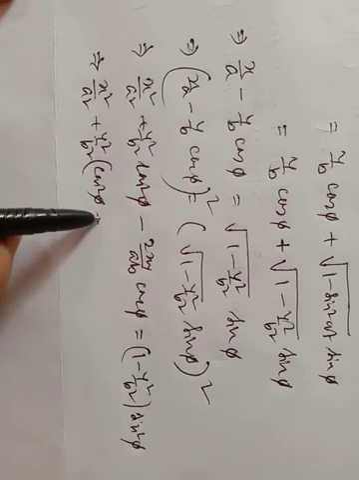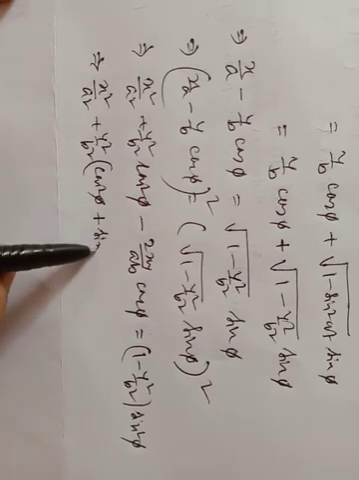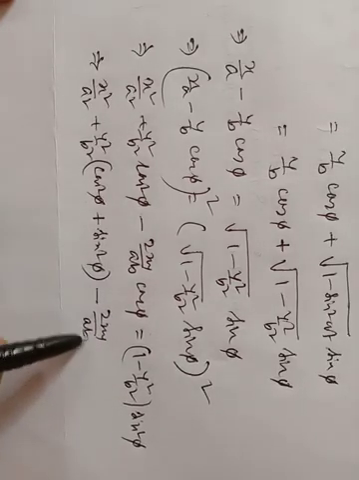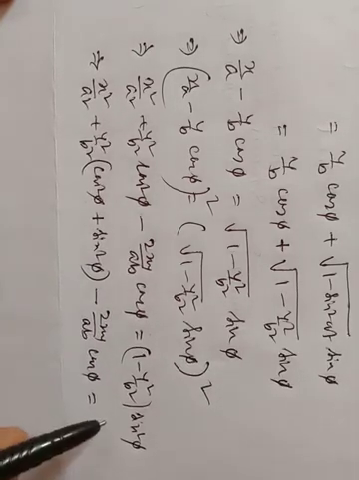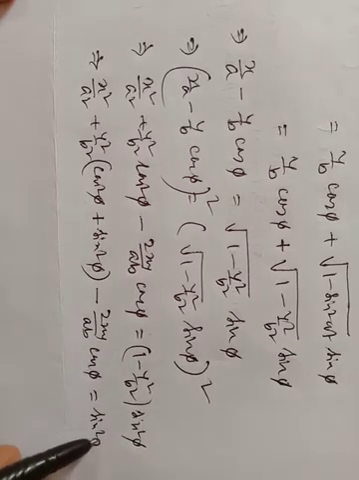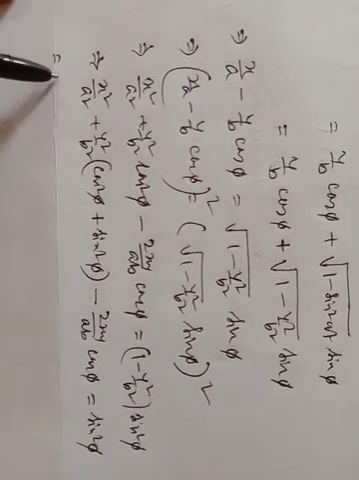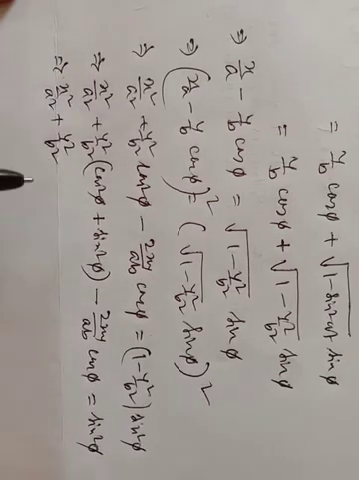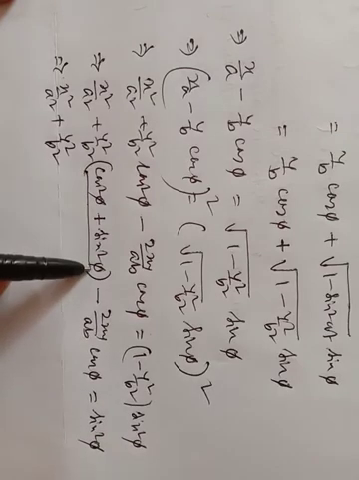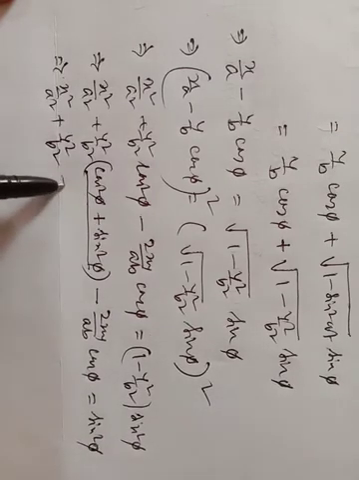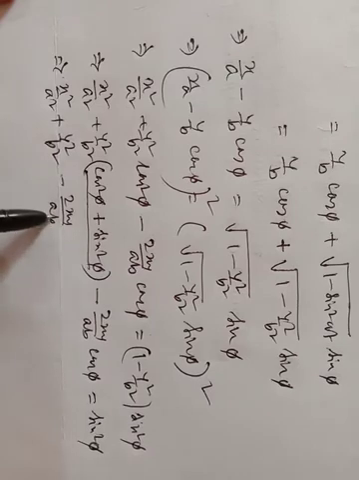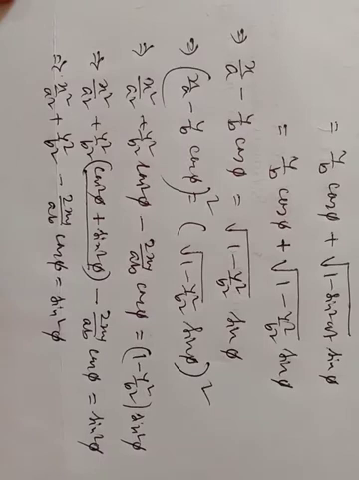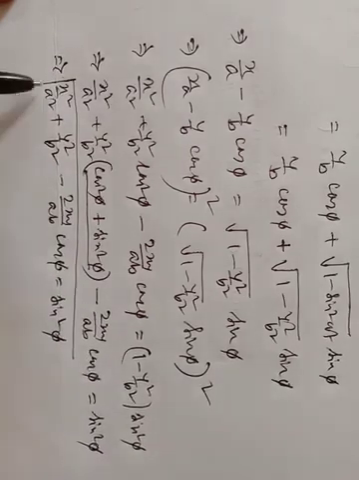So you take common y²/b², this is your sin² φ, minus 2xy/ab cos φ. Here only the term sin² φ will remain. Next, x²/a² plus y²/b². Why? Because sin² φ plus cos² φ is equal to 1, minus 2xy/ab cos φ is equal to sin² φ. So this is the equation.